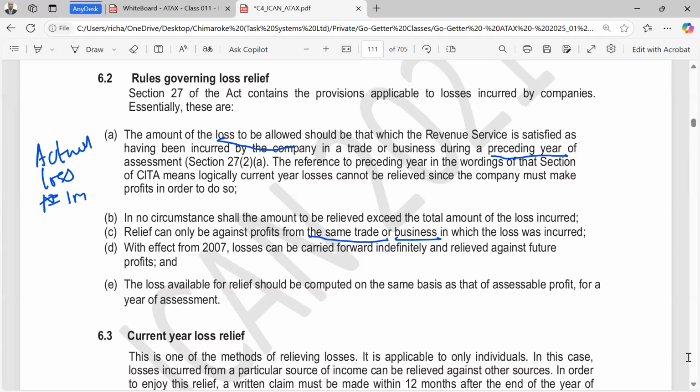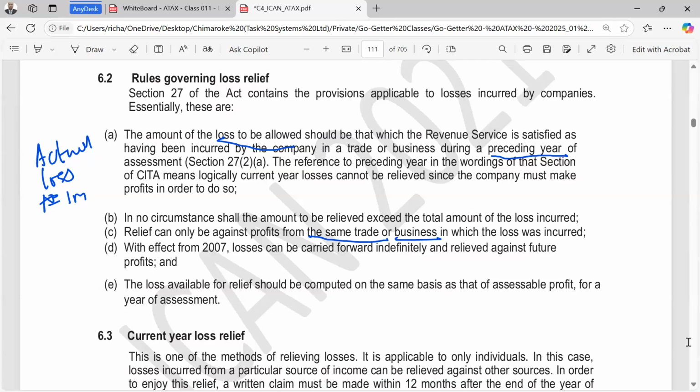Now, the point we are saying here is, as long as the business is a going concern, it's going to continue in the foreseeable future. You have losses, they will be carried forward until you get a profit to clear it. Then point number E is the loss available for relief should be computed on the same basis as assessable profit for the year of assessment.